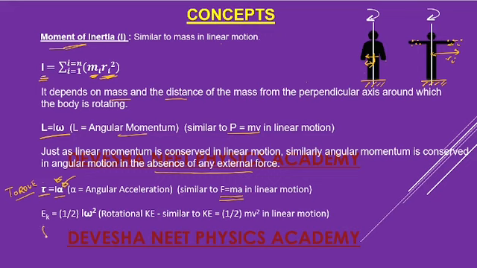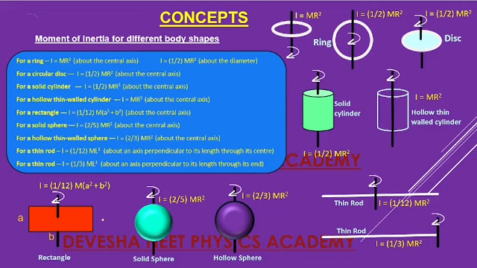Similarly, we have Ek, which is the kinetic energy in rotational motion. It is given by half I omega square, which is very similar to what we had in linear motion, half m v square. This was the linear kinetic energy, and this is the rotational kinetic energy. I will go to the next one.